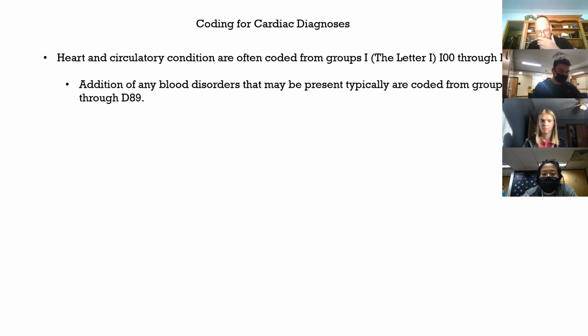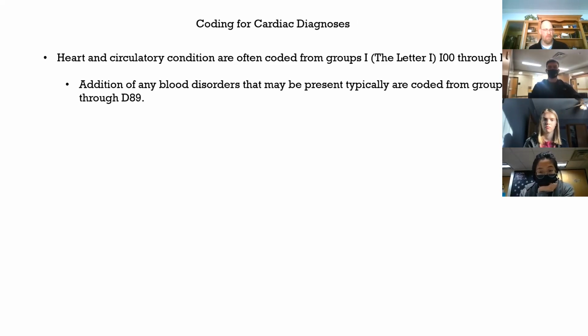Now, also not uncommon, that we'll need to attach other diagnosis codes from the hematological system, the blood, right, in dealing with some of these cardiac issues. Those are going to be found in code groups D50 to D89. What's an example of that?